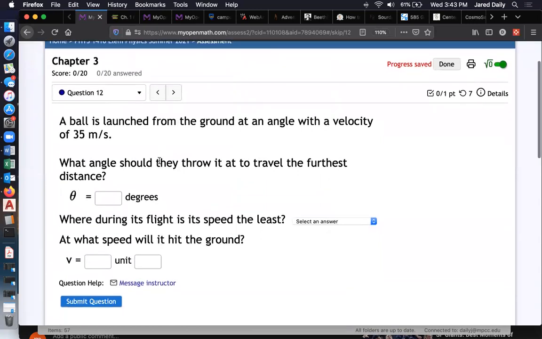The ball is launched from the ground at an angle with a velocity of 35 meters per second. What angle should they throw it at to travel the furthest distance? Where during its flight is its speed the least? At what speed will it hit the ground? Well, it's good. So we'll start by drawing a picture.